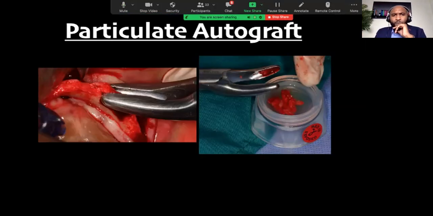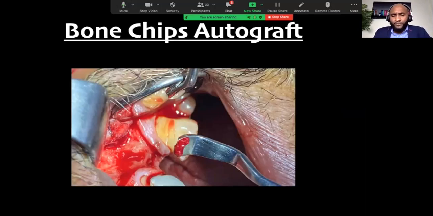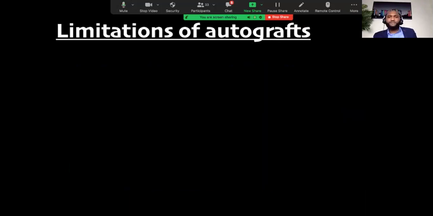Now, we can also harvest bone from a patient and put it through a bone mill and end up with particulate bone. We can also harvest bone shavings, and we will see more of this in later slides. So using a back action chisel, you can harvest bone shavings from a source near where you're planning to graft.